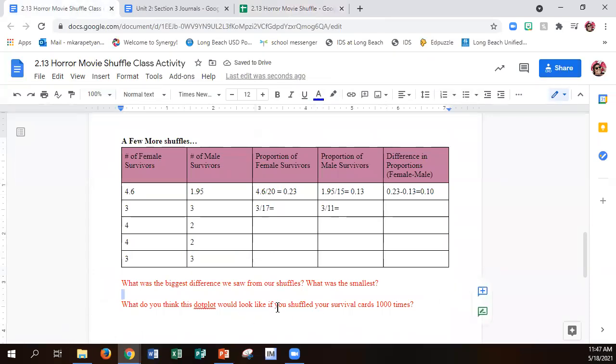Okay. So for 4 divided by 17. And then 2 divided by 11. Okay. So second and third shuffle were 4 and 2. Last shuffle was 3 and 3 again.